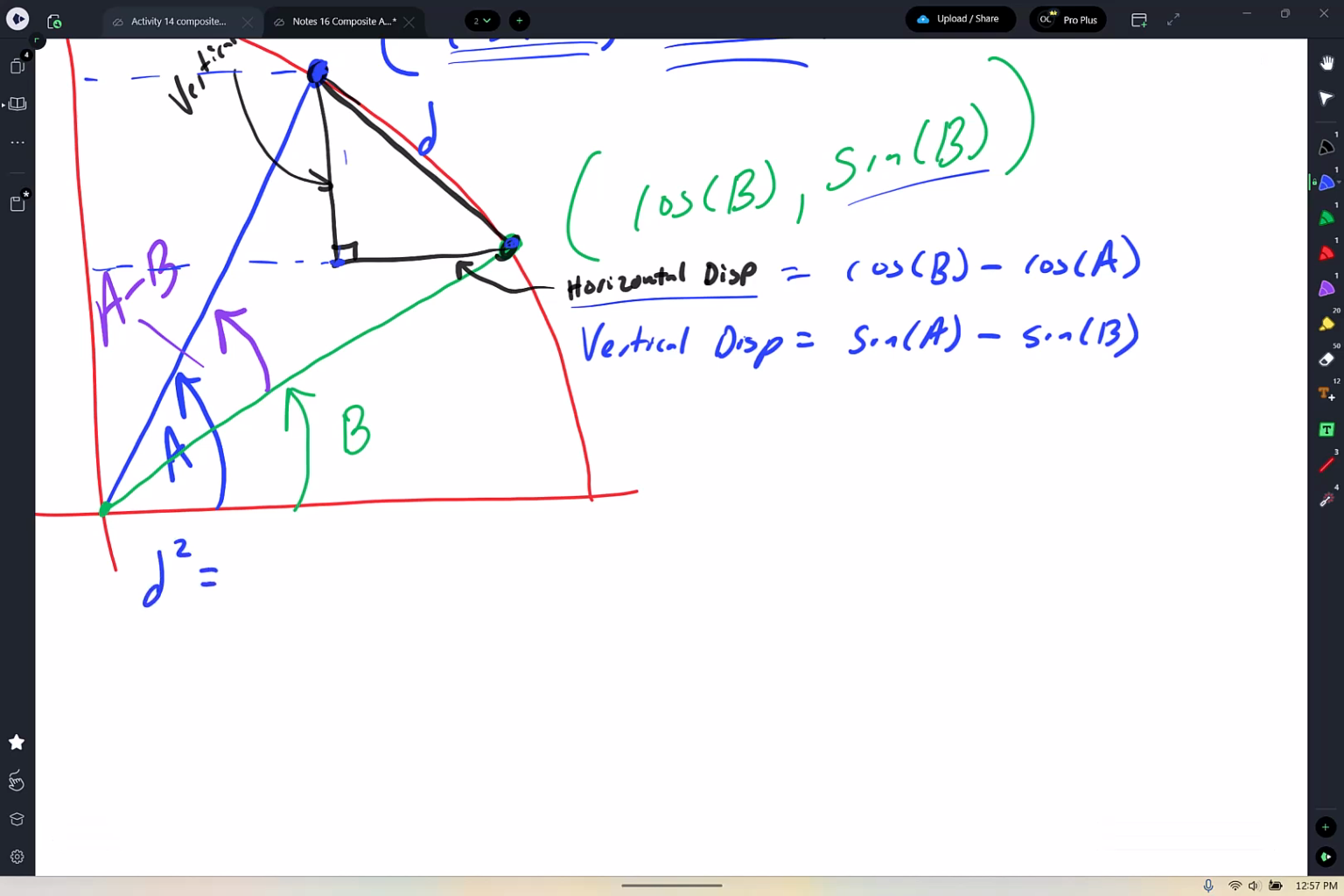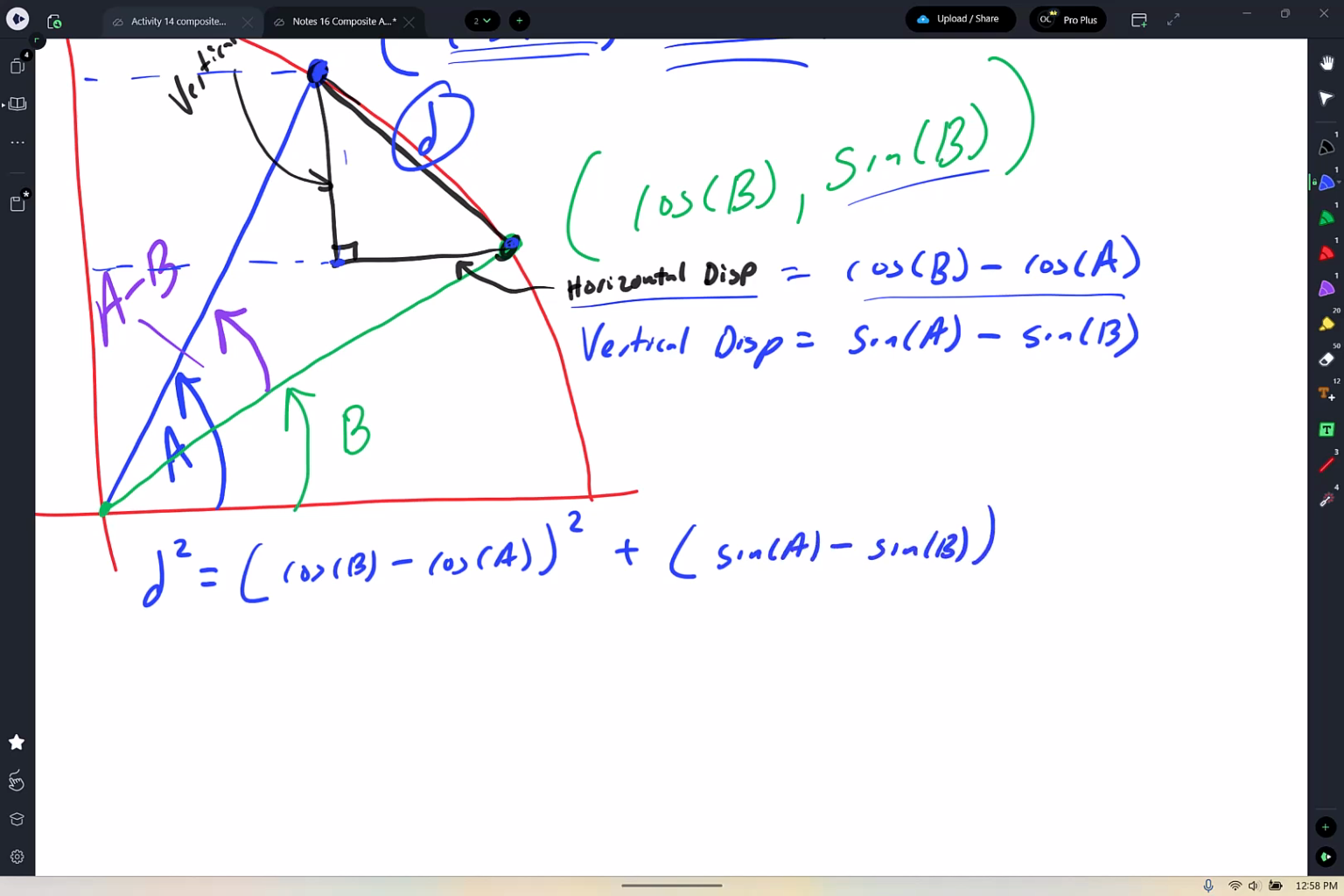D squared, I'm going to write, instead of saying a squared plus b squared equals c squared, I'm putting the c squared first, but we called it d. So I wrote d squared equals this guy here, squared, because that is that leg of that right triangle. So cosine b minus cosine a squared plus, and then the vertical displacement, sine A minus sine B squared. Have I confused anyone?